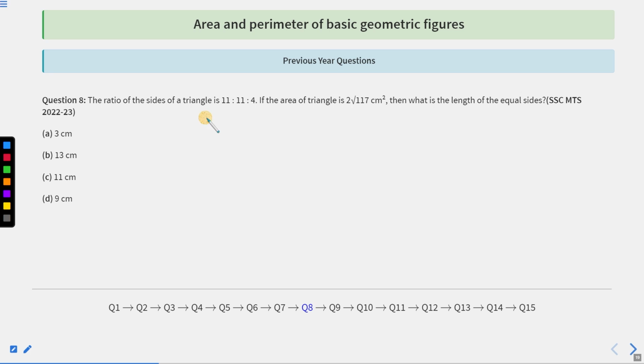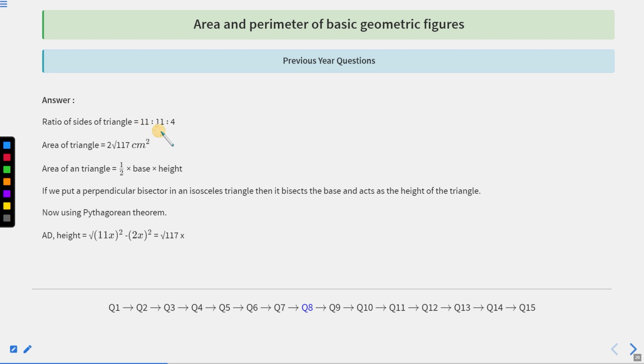Ratio of sides of triangle is 11 is to 11 is to 4. So there is a triangle whose sides are in this ratio 11 is to 11 is to 4. If the area of triangle is 2 under root 117 centimeter square, then what is the length of equal sides? So this is an isosceles triangle. If you don't remember, let me remind you that isosceles triangle is a triangle which has at least two sides equal. Okay. So let's see.